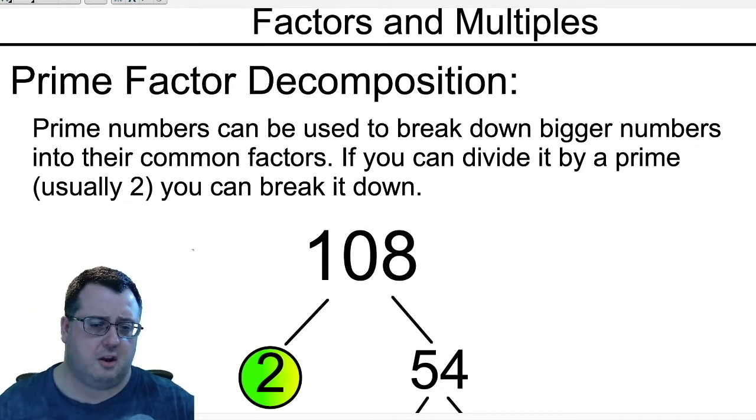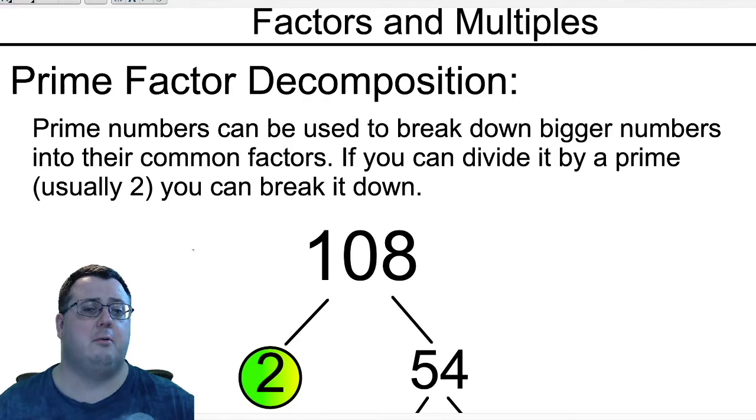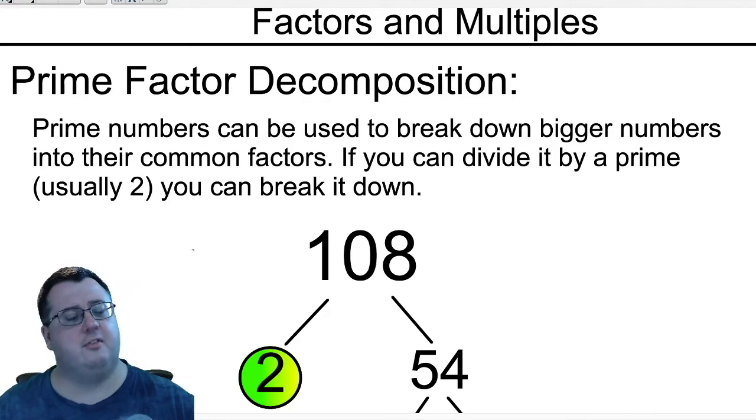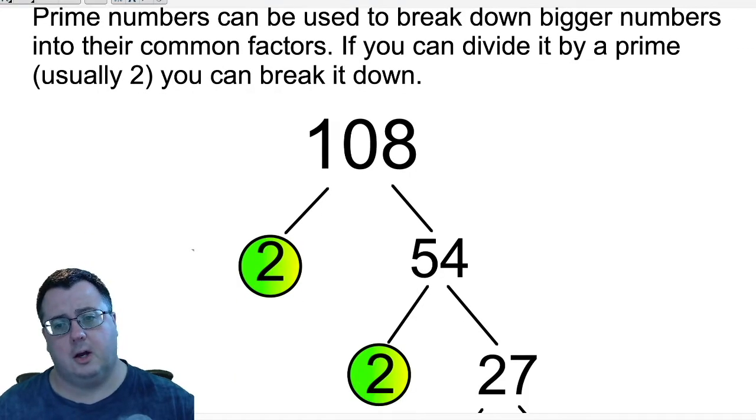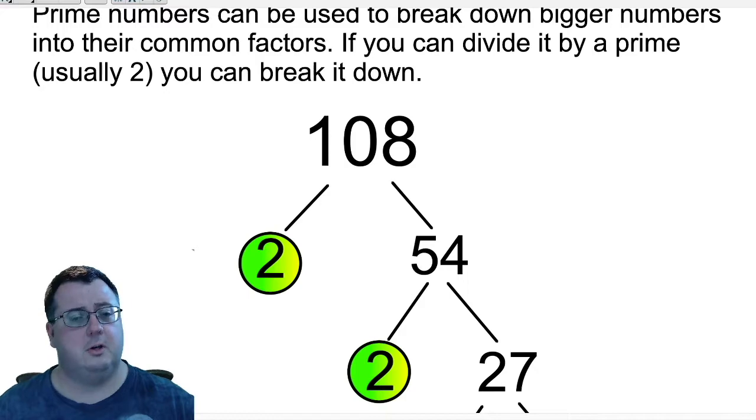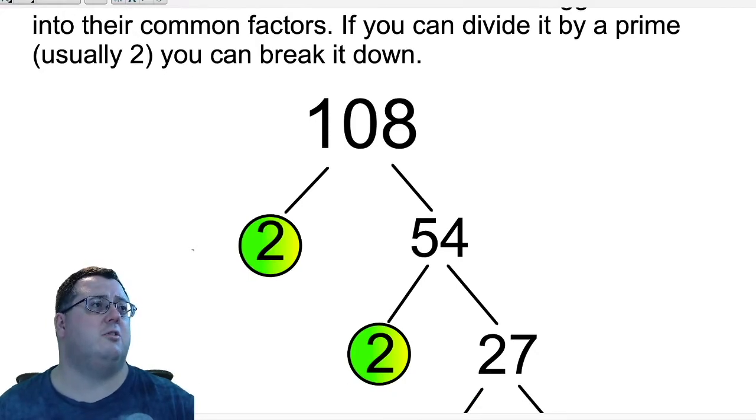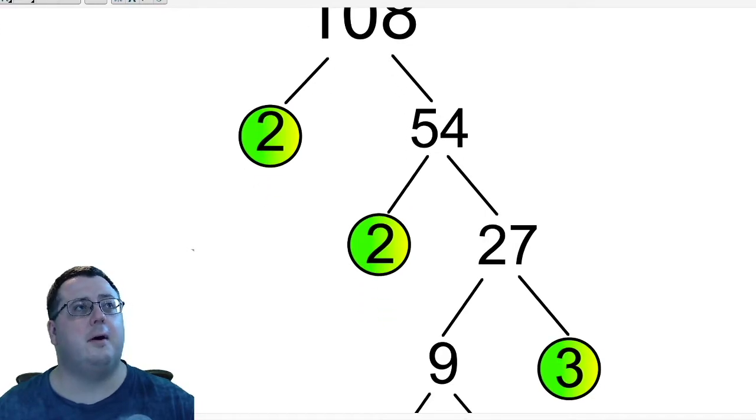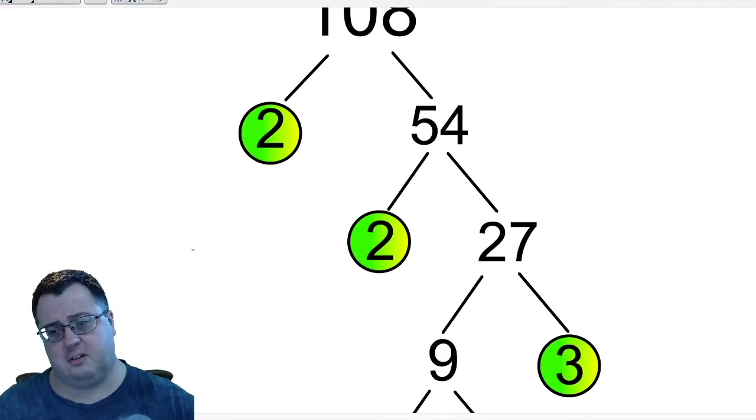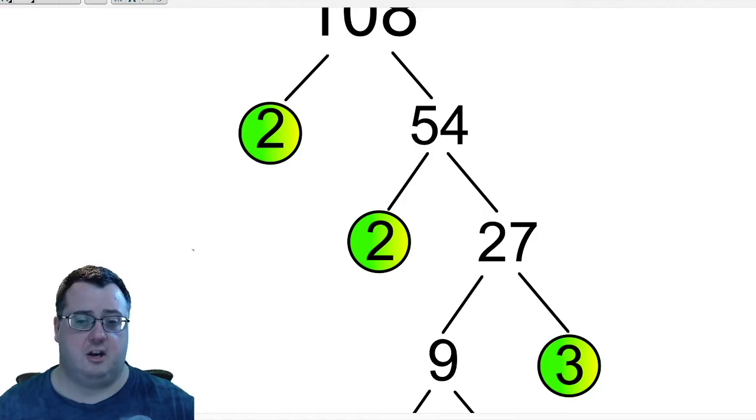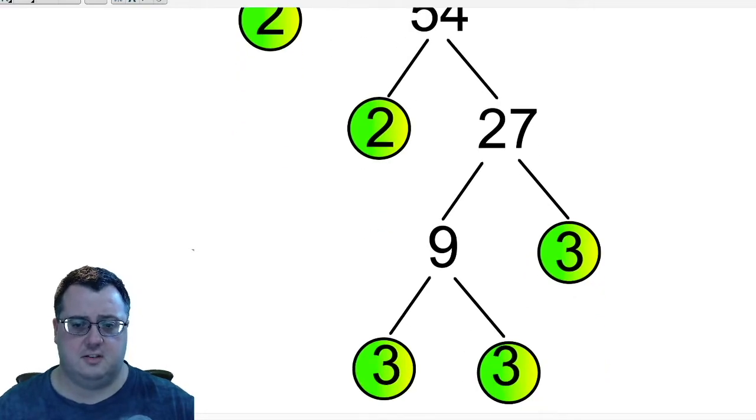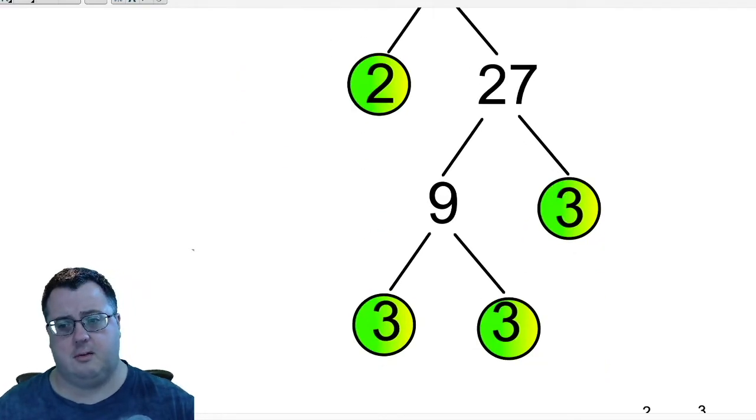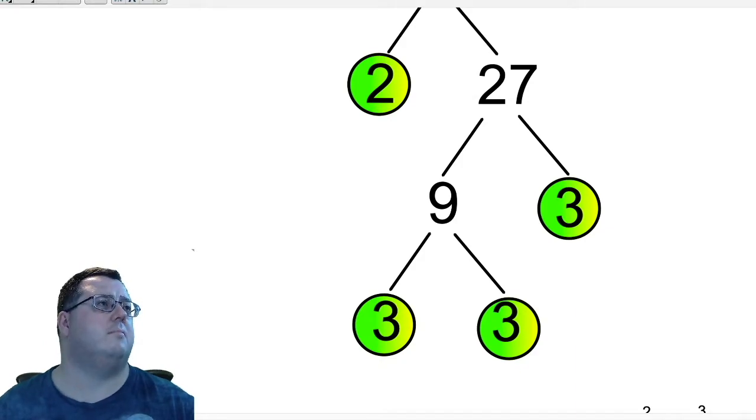So, the number 108, if I was to halve 108, I would get 54. Halving it would give me 54. Halving 54 would give me 27. Now 27 is not divisible by 2, but it is divisible by 3. So if I divided 27 by 3, I'd get 9, and then 9 is divisible by 3 times 3.